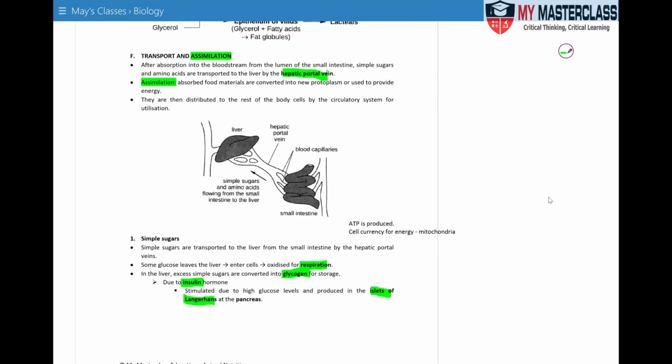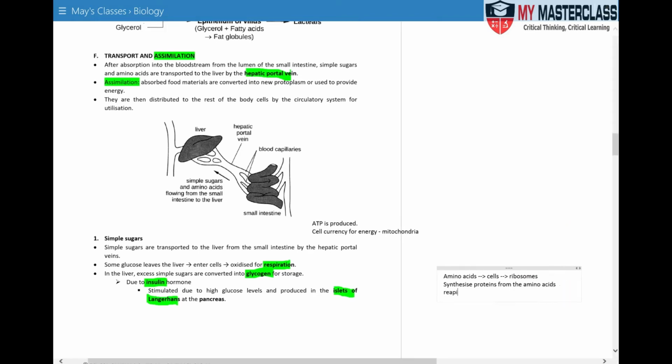Assimilation can also be, for example, when I have got my amino acids. Now my amino acids are going to enter cells, and in the cells, what happens? You will have your ribosomes. The ribosomes are now going to be able to synthesize proteins from the amino acids, for either repair or growth, which is what your proteins are supposed to do. This entire process is also known as assimilation. So in assimilation, you are getting these small substances, and these small substances will then be converted into large components to be used by the cells.